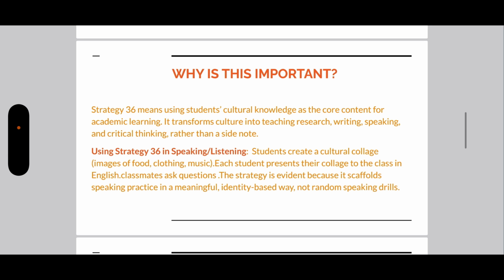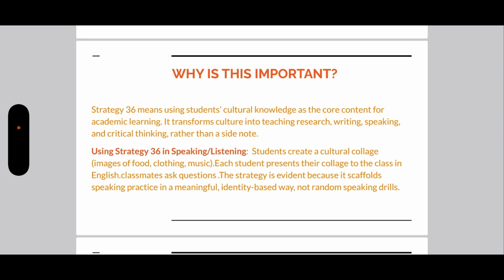So, why is this important? Strategy number 36 means that students' cultural knowledge is the core content for their academic learning, but it also transforms culture into teaching research, into teaching writing, into teaching speaking, into teaching critical thinking. And rather than just a back burner, it's more of a side note as well.